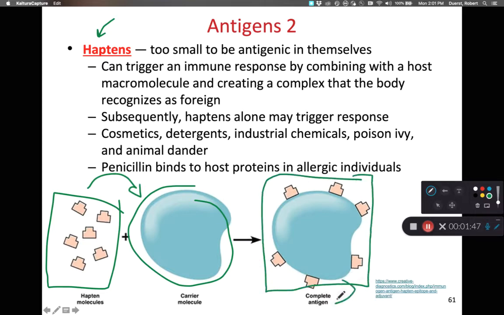We have an antigen. A lot of times, cosmetics, detergents, medicine, poison ivy, animal dander, things people are allergic to are common haptens. By themselves, they don't necessarily trigger an immune response, but when they get into our bodies, they bind to something in our bodies and trigger that immune response. Penicillin is a common hapten. It binds to host proteins in allergic individuals and triggers that immune response.